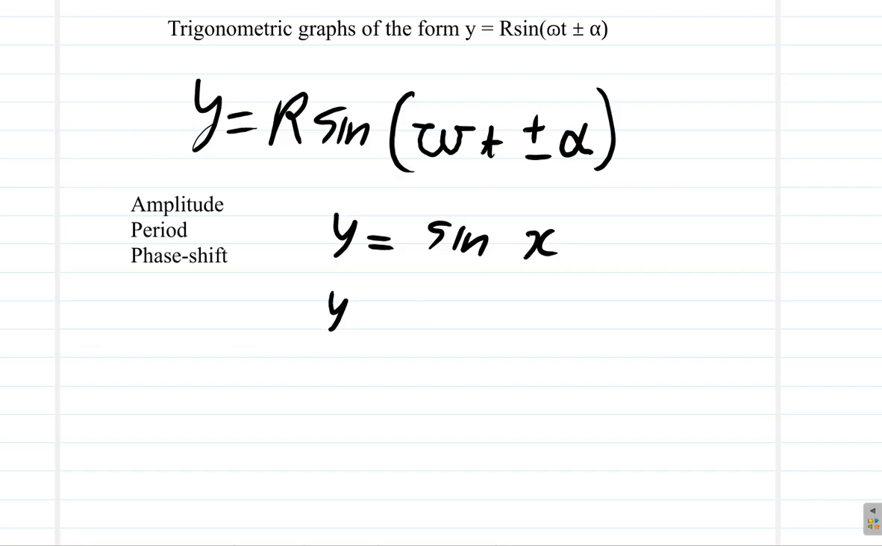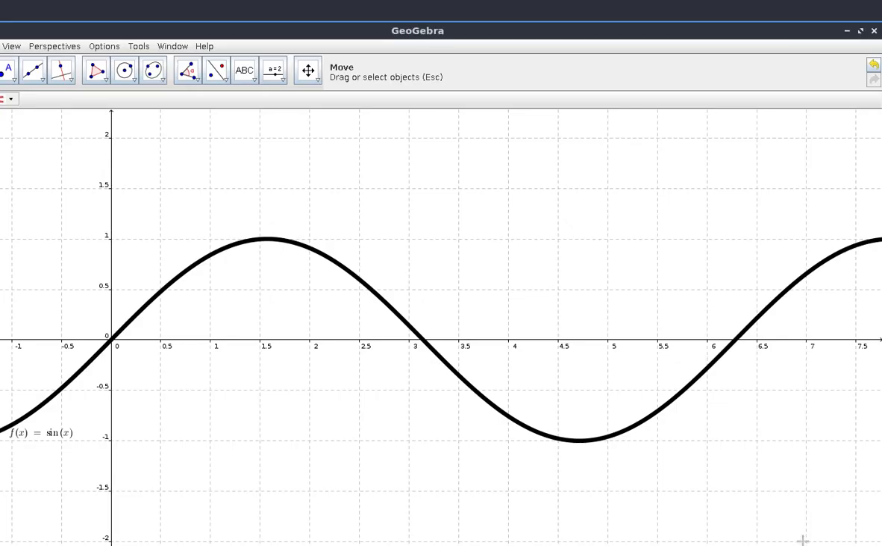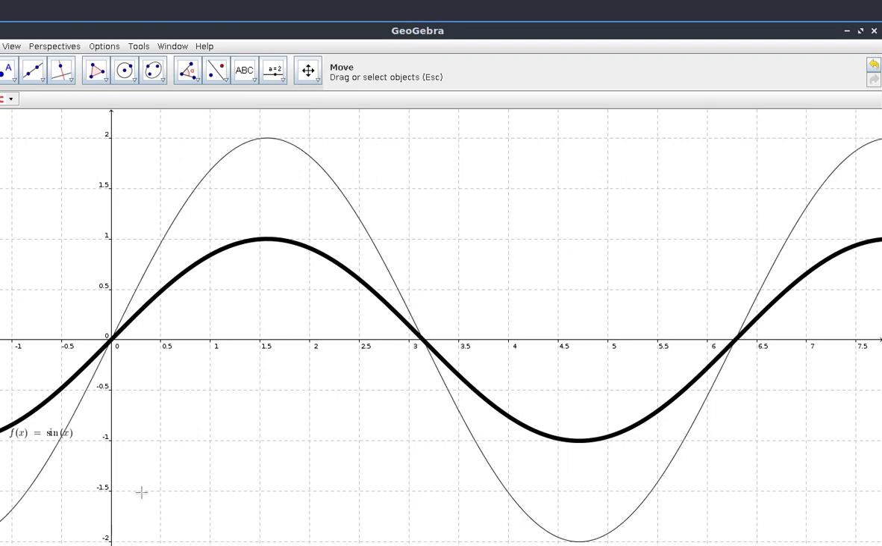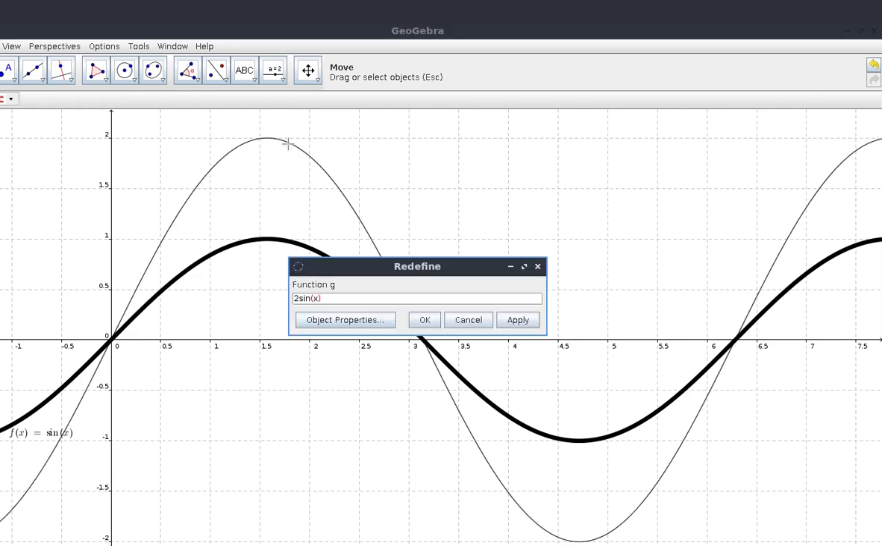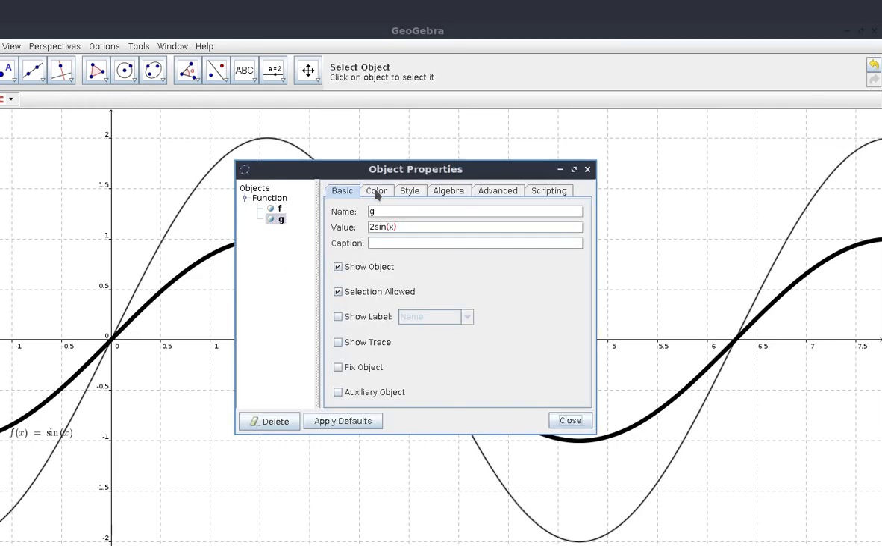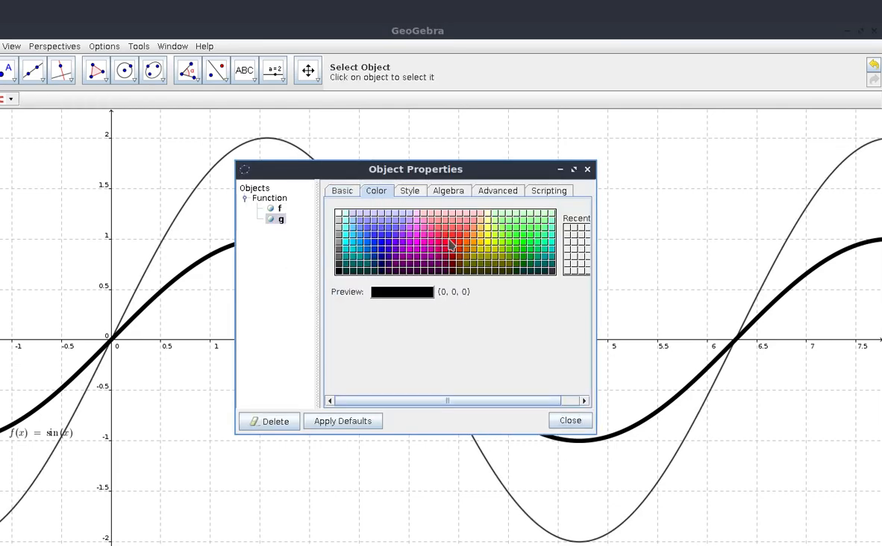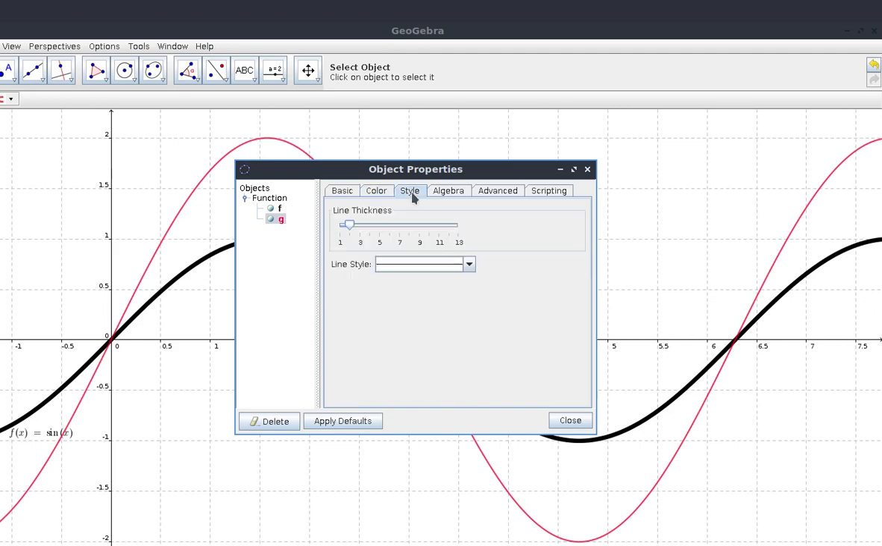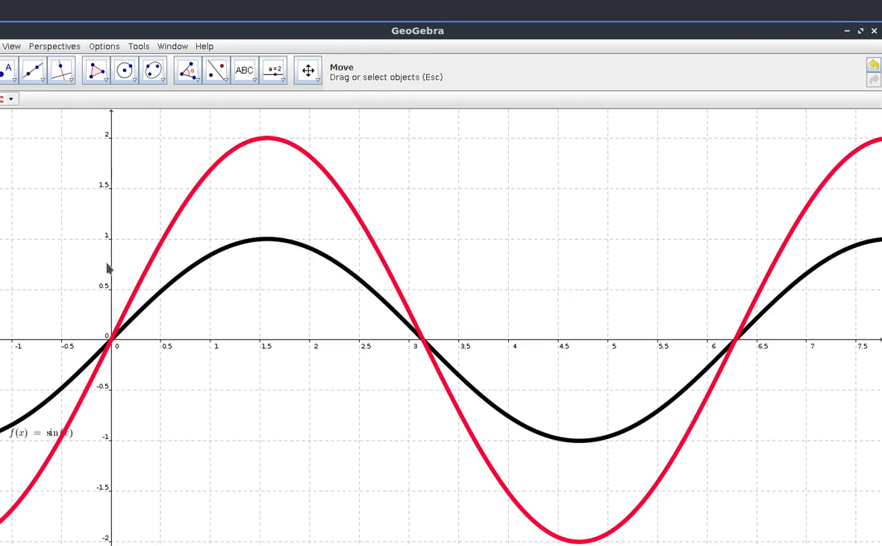What about y equals 2 sine x? What would that look like? Let's draw another graph. 2 sine x. Alright, our new graph, which is 2 sine x. I'm going to change the color and increase the thickness. The red graph is 2 sine x.